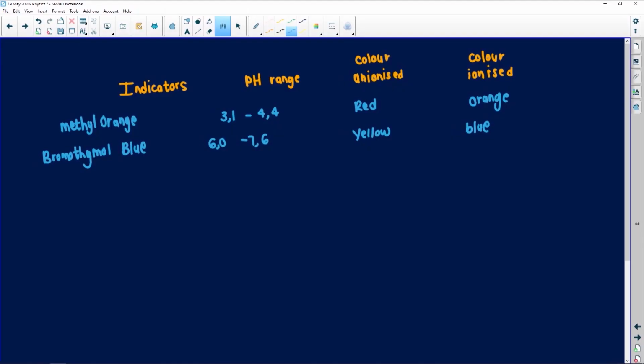Another one, phenolphthalein, and this is at 8.3 to 10, and this is actually a colorless one. Colorless, and ionized, it will then be magenta. So remember, when we are doing titration, we have to use an indicator. And the indicator then actually assists us to tell us what is going on in the solution.